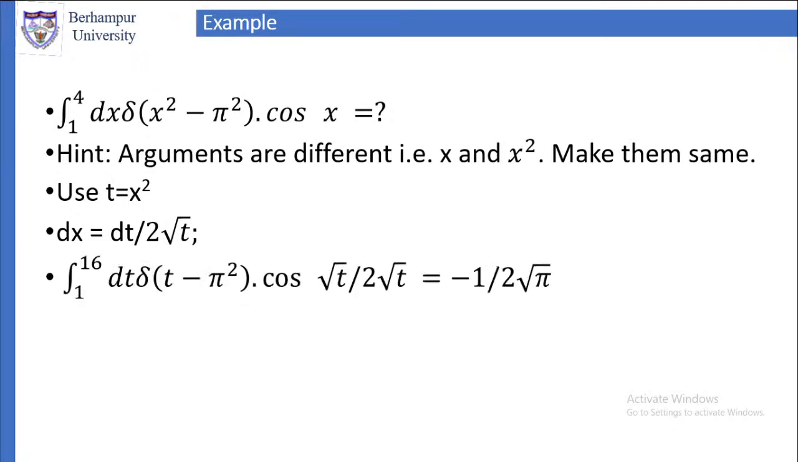If we do that, the integration limits change. When you do the change of variable t equal to x², the integration becomes 1 to 16. So it will be the integral from 1 to 16 of dt delta(t − π²) cos x, where x is now root t. For dx we have used dt by 2 root t, and for x we have used root t. So cos(root t) divided by 2 root t.